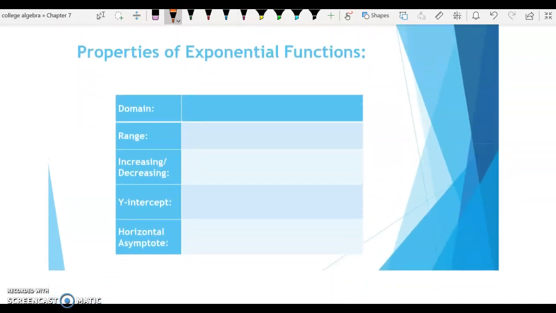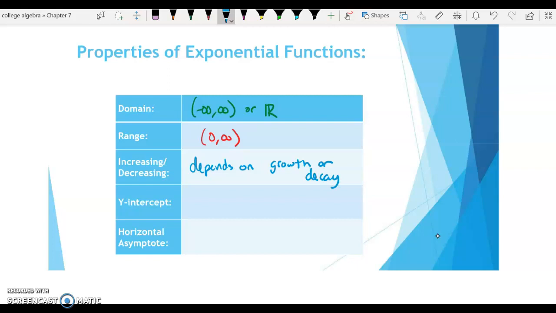So the general properties, just so you guys know, the domain usually is negative infinity to positive infinity. Your range is usually 0 to infinity unless we move it up or down. Increasing or decreasing depends on growth or decay. Your y-intercept is usually going to be (0, 1). Again, that depends on if we move it up or down. And the horizontal asymptote is usually going to be y equals 0. Guys, those are the general properties. Not always, but for most cases.